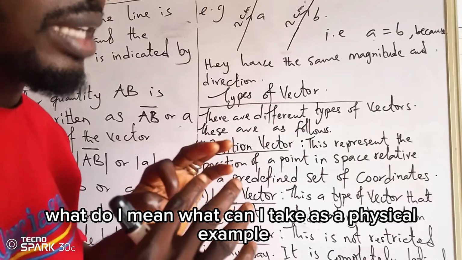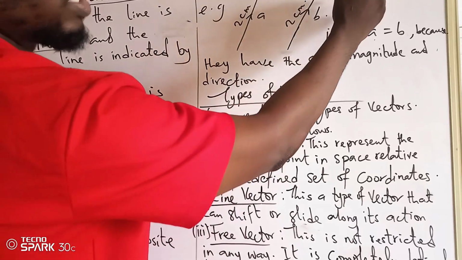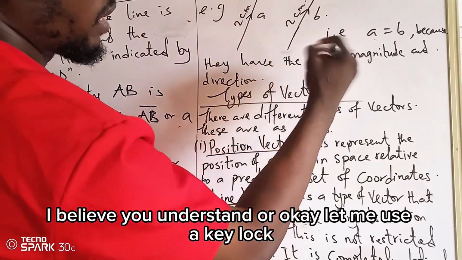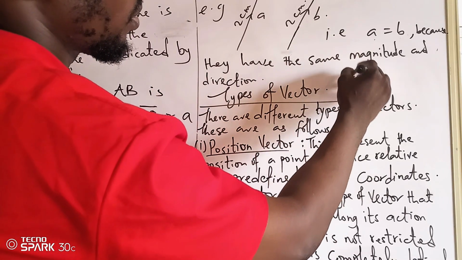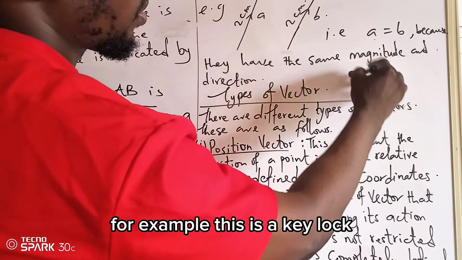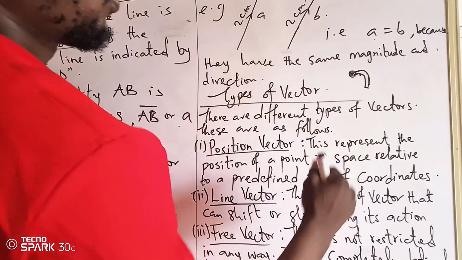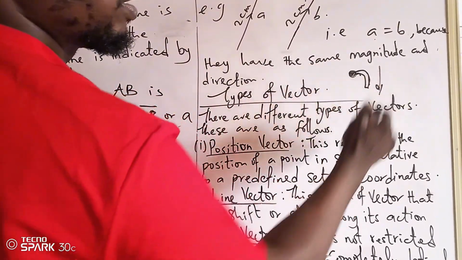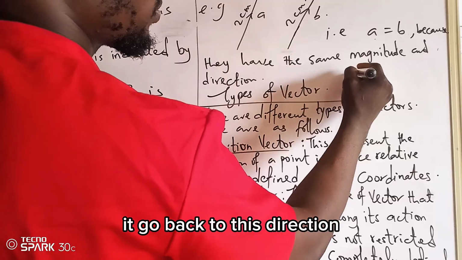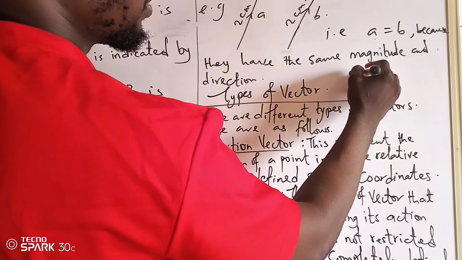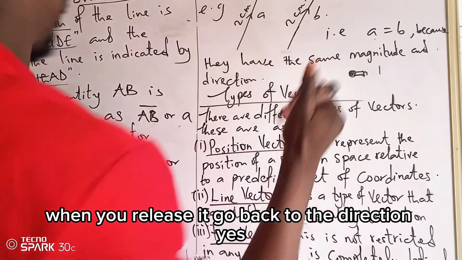What do I mean? What can I take as a physical example? Let me use a key lock. For example, this is a key lock. It is fixed to this direction. When you turn it down, it's open, but when you release it, it goes back to its direction. When you press it down, it's open. When you release, it goes back to the direction.